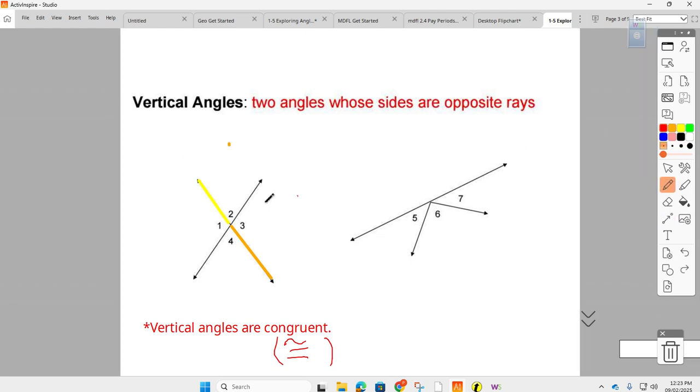And you'll see that both of their sides are that way, right? So here, this side of angle 2 and this side of angle 4 are opposite rays. They're on the same line. That makes these angles congruent because they are vertical angles, and by definition, vertical angles are congruent. So angle 2 and angle 4 are vertical angles.